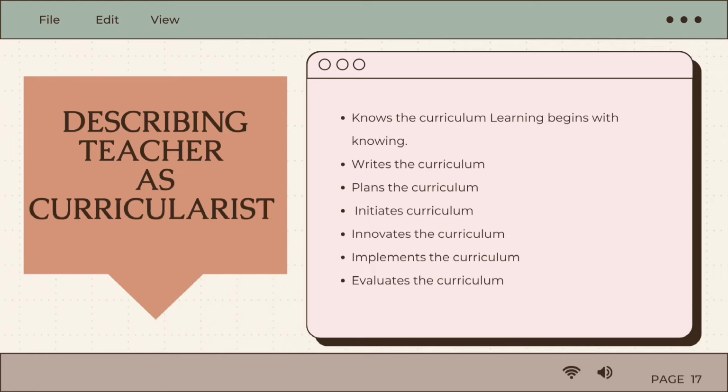Next, the teacher evaluates the curriculum. How can one determine if the desired learning outcomes have been achieved, and is the curriculum working? Those are the two questions that we need to ask ourselves, or if we are already a teacher, if we want to evaluate the curriculum.